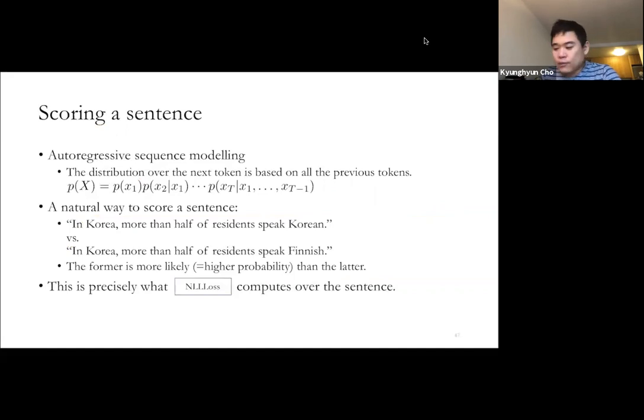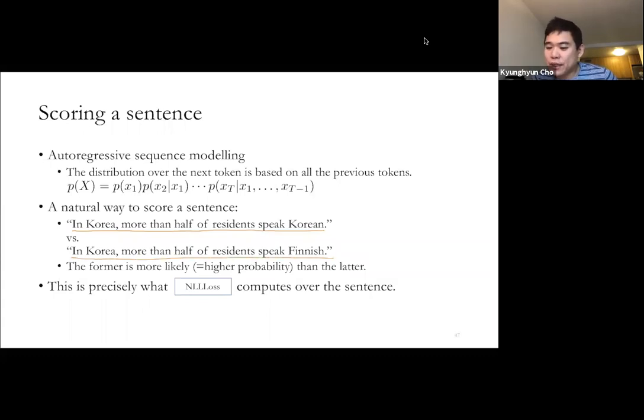So now what does it give us? This actually gives us a very interesting possibility. If we could build a very nice language model, it can be used for many things, including, for instance, question answering. On Wednesday, we are going to look specifically at how a language model could be used for question answering. But as a teaser, let's think about this example. Now I have a language model. Can it tell me which of the following sentences is more correct? The first sentence: in Korea, more than half of residents speak Korean. And the second sentence: in Korea, more than half of residents speak Finnish.